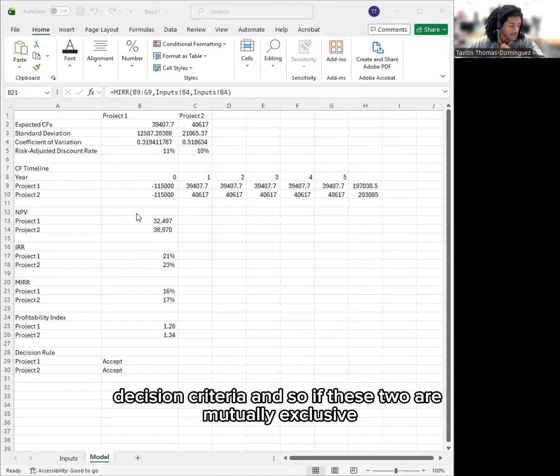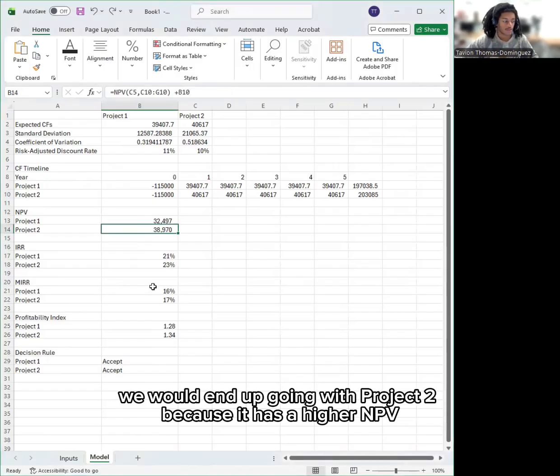And so if these two are mutually exclusive, we would end up going with project two because it has a higher NPV.